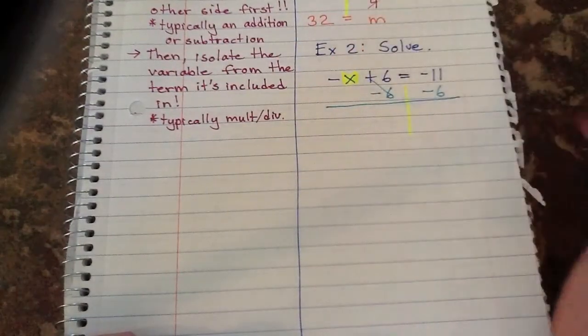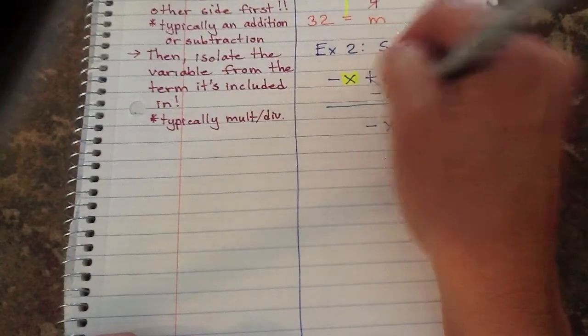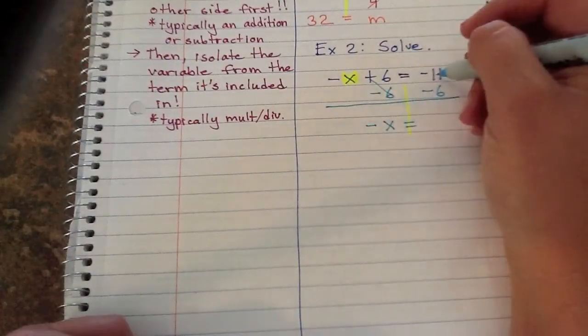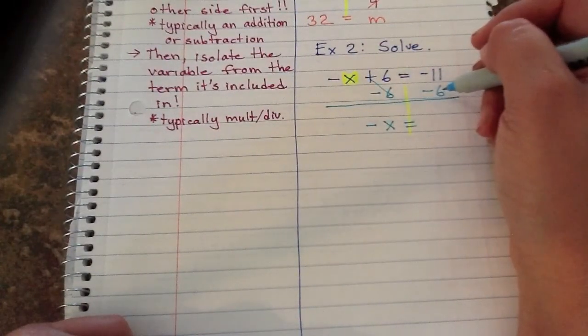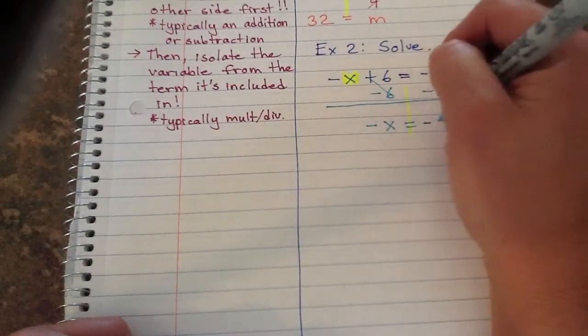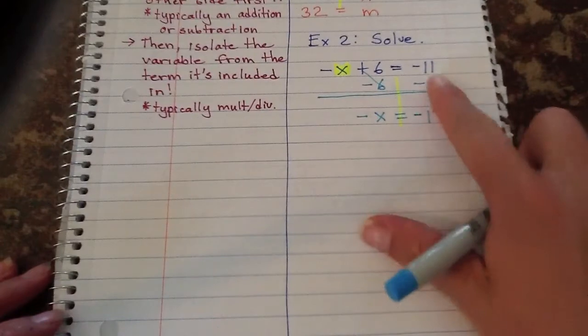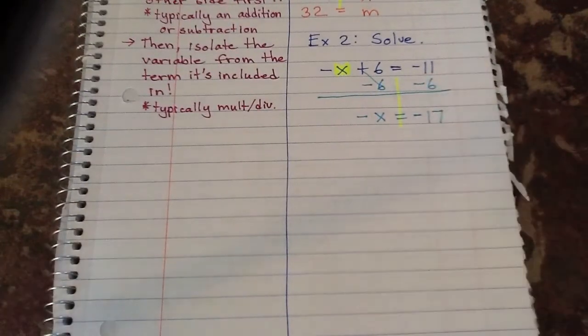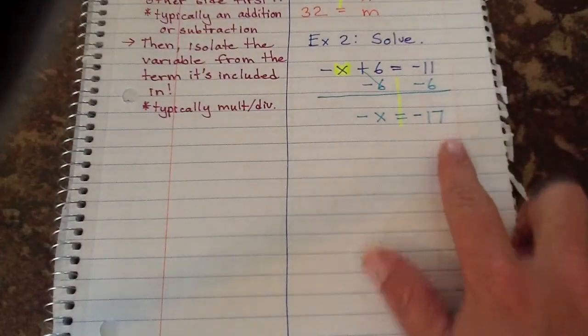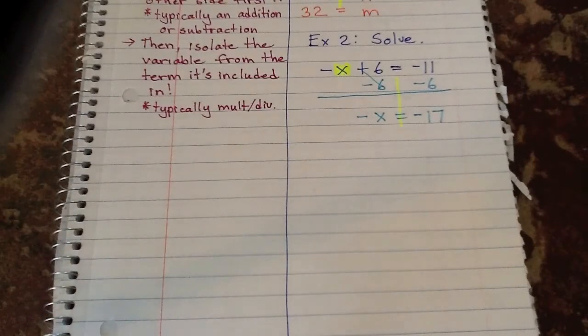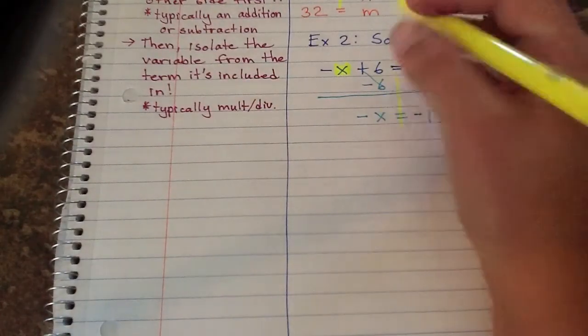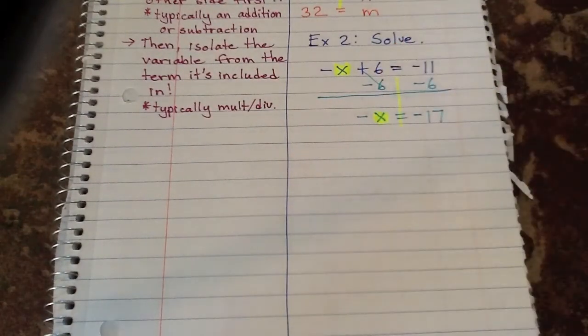These cancel and become a 0. I have a negative x equals negative and negative. I add them, keep them negative. That's part of the reason it's nice to put plus a negative sometimes, because then I would have noticed a negative 11 plus a negative 6, negative 17. Now if I'm highlighting my variable, I notice that I still have a negative to deal with, so I need to go to the next step.